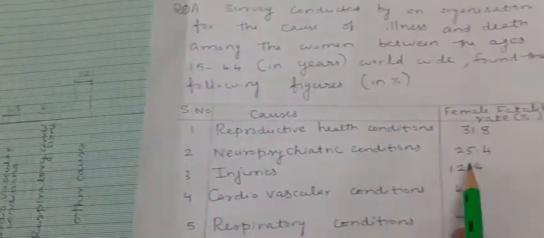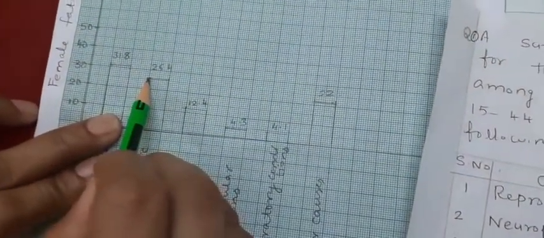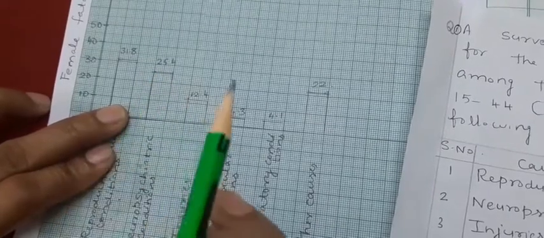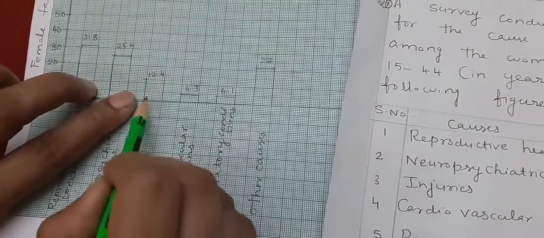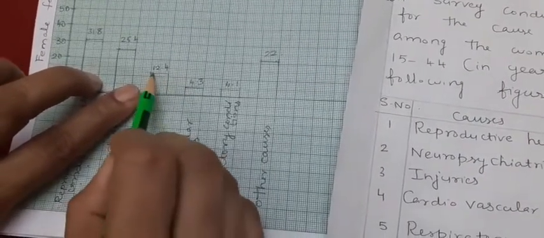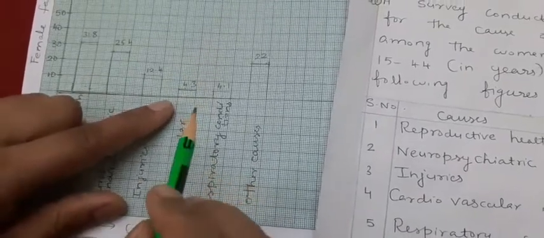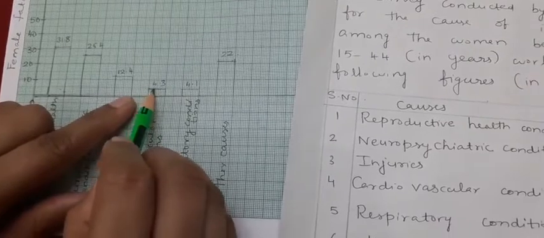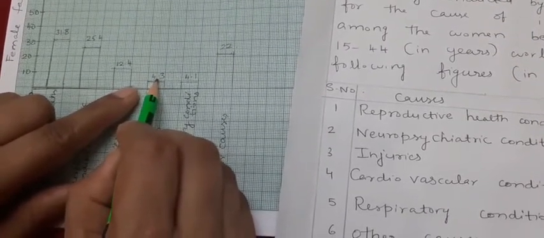Next, neuropsychiatric conditions, the percentage is 25.4. So the height of the rectangle will be 25.4. It will come between 25 and 26. Next is injuries, 12.4%. That is, the height of the rectangle will be 12.4. That will come between 12 and 13. Next, cardiovascular conditions, 4.3. So height of the rectangle will be 4.3. It will also come between 4 and 5.